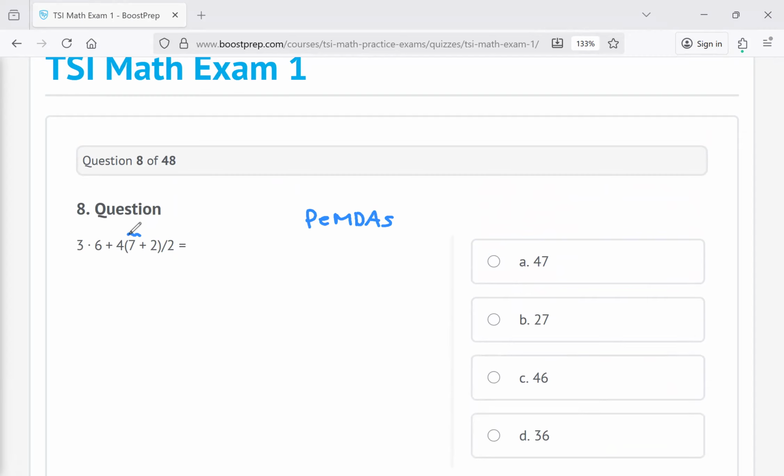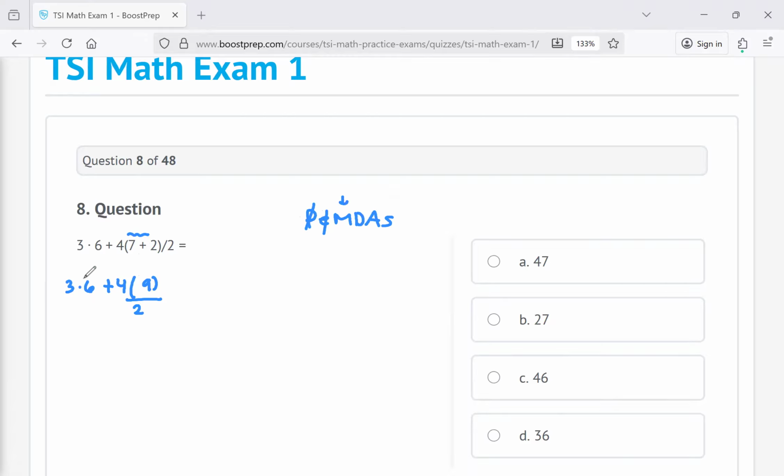Yes. So what I'm going to do is just bring down what I haven't done. So I haven't done this 3 times 6 yet. And then I'm going to do the parentheses. So 7 plus 2 is 9 all over 2. Okay, so I did my parentheses. Do we have an exponent? No. We have a multiplication.